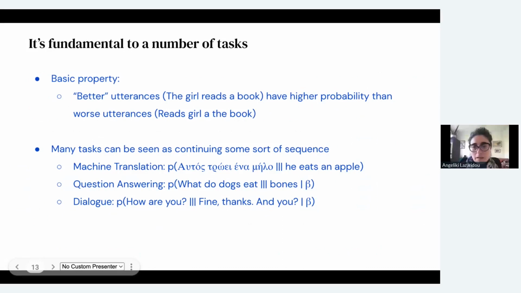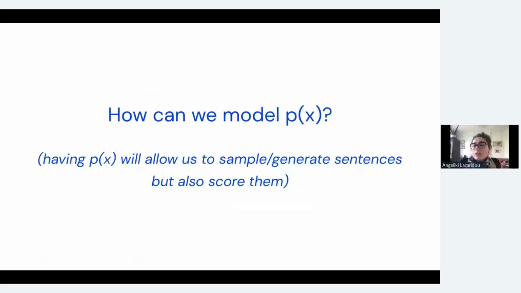So the question then arises, how can we actually model this P of X? And just a reminder here that if we had a way to estimate P of X, then this will allow us to sample, that is, to generate sequences, but also to score them.